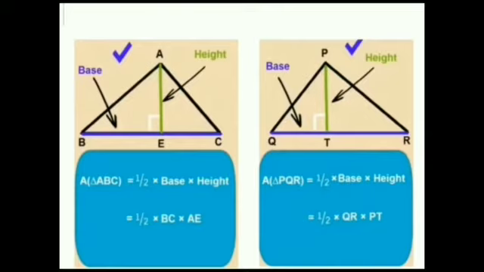Similarly, in triangle PQR, QR is the base and PT is the height. So using the formula again, we get area of triangle PQR is equal to half into base into height, which is equal to half into QR into PT.